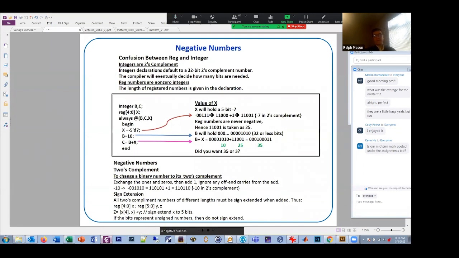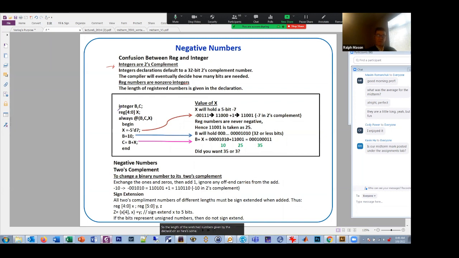Negative numbers. Integers are 2's complement in Verilog. And if you declare an integer, it's a 32-bit value. The compiler eventually decides how many bits to use. Reg numbers are non-zero integers. So the length of the reg number is given by the declaration.